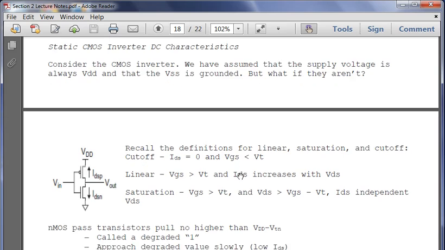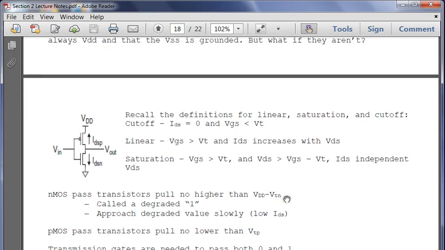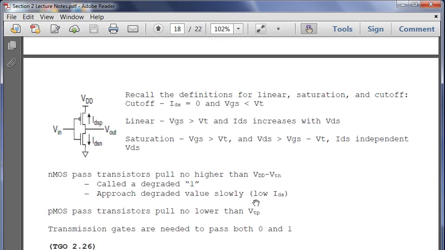So now that we've demonstrated we know what the threshold voltage is and we have supply voltage, NMOS transistors pull no higher than VDD minus VTN. We call this a degraded 1, meaning the 1 is on the gate. And we approach degraded values slowly. This results in a low drain source voltage. PMOS transistors pull no more than VTP, and transmission gates are needed to pass both 0 and 1. And remember, we have the dual rail pass transistor logic for transmission gates.